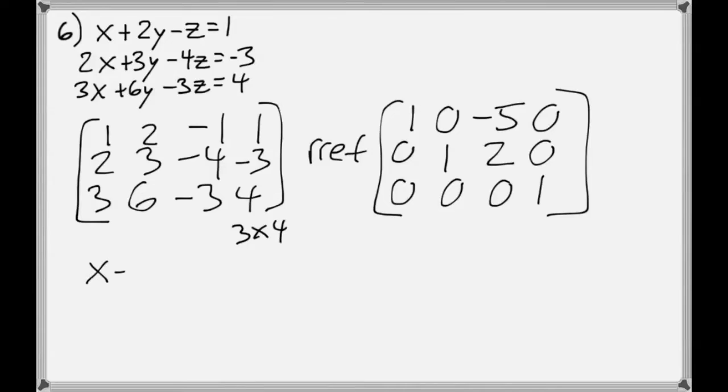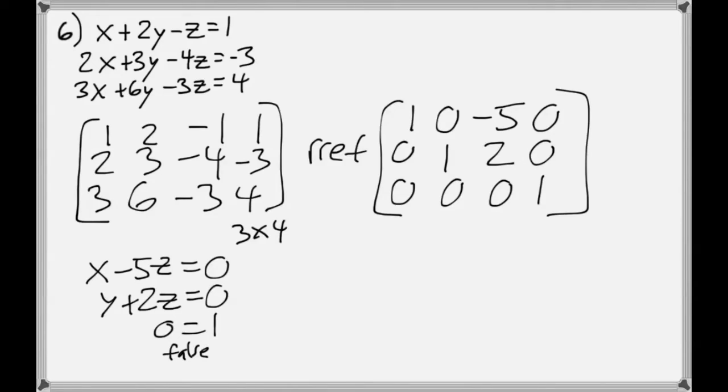So it'll be x minus 5z is equal to 0, and y plus 2z is equal to 0, and then 0 is equal to 1. So this is a false statement. So because that is a false statement, this is going to be no solution.